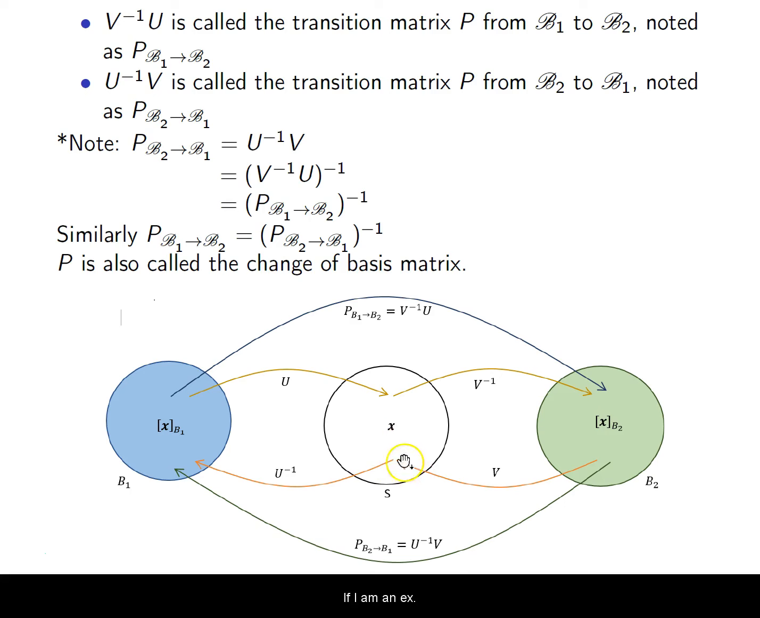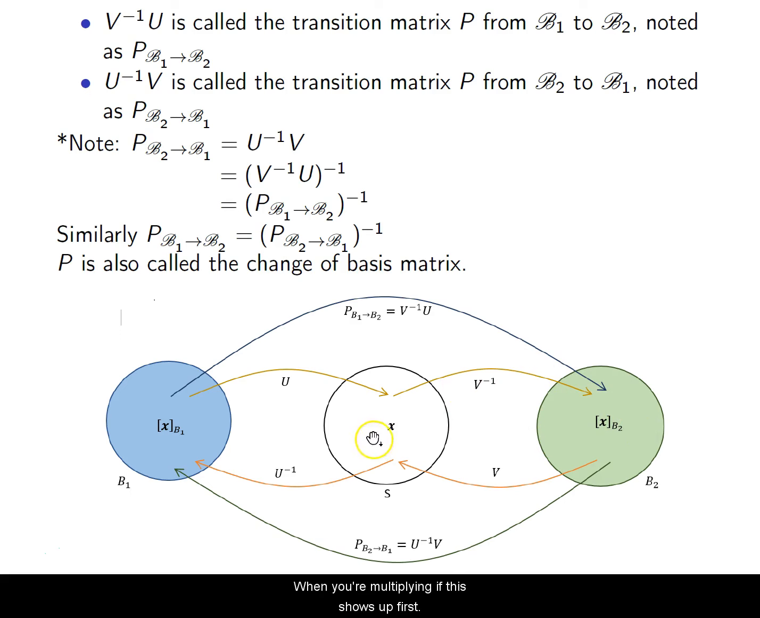If I am in X, this is the standard basis. This is basis 1, and this is the representation of X in basis 1. This is basis 2, and this is the representation of X in basis 2. So if I'm in X and I want to go into basis 2, I multiply X times B inverse. And that's how we get into basis 2.